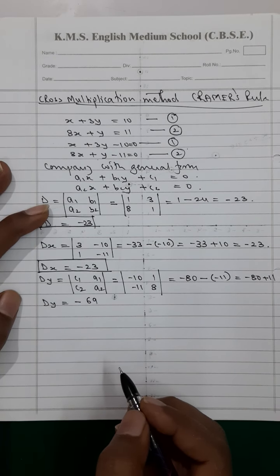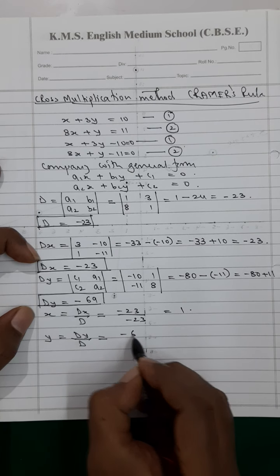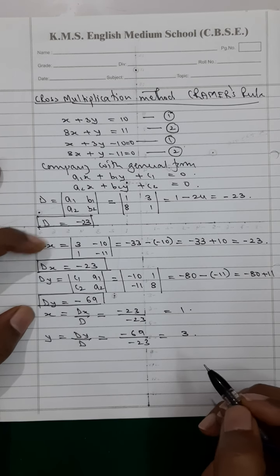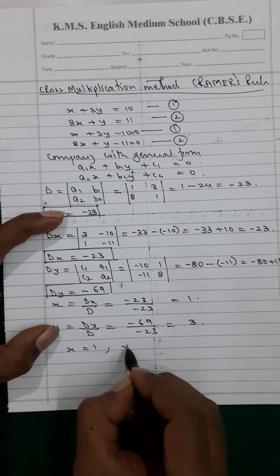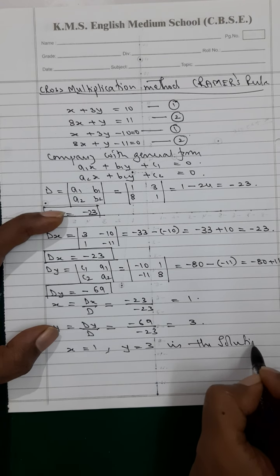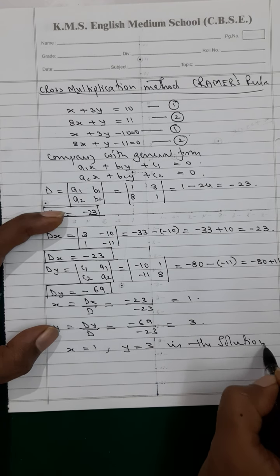So x is equal to what now? Dx by D. Dx is minus 23, D is minus 23, is equal to 1. y is equal to Dy by D. Dy is minus 69 upon minus 23. This will be 3. So x is equal to 1, y is equal to 3 is the solution of the given simultaneous equations. Okay, fine. So that same we got, x is equal to 1, y is equal to 3. Fine, same, no problem, my dear students.